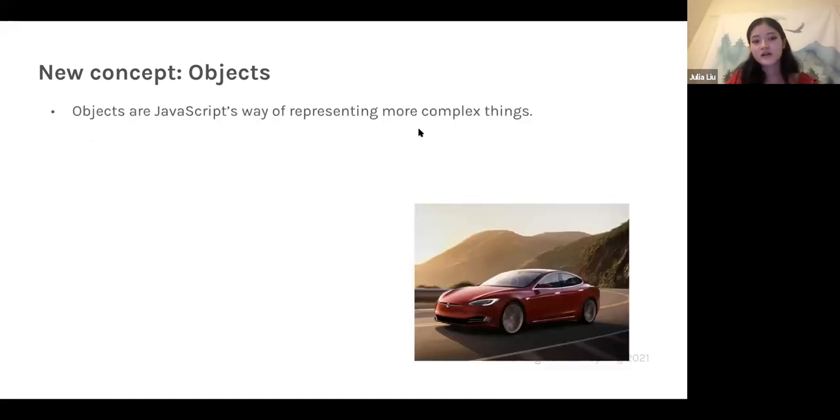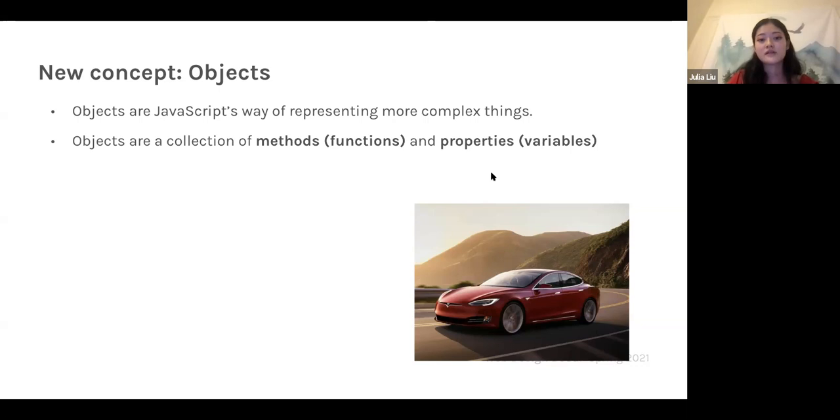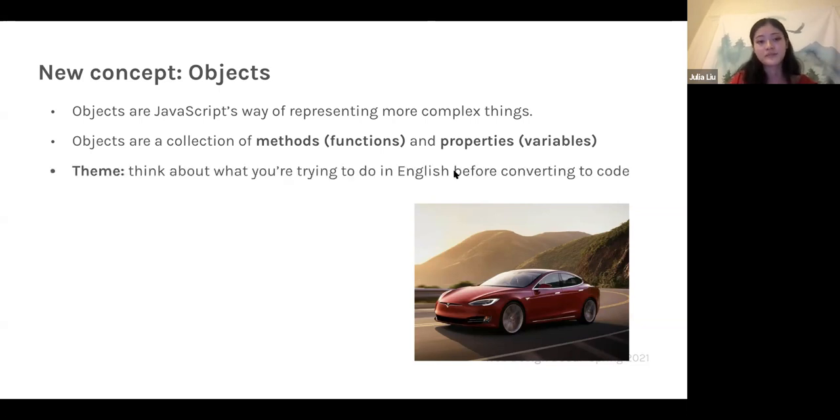Objects are, by definition, JavaScript's way of representing more complex things. They are a collection of methods, which are functions, and properties, which are variables. So for example, we have a car. What are the properties of a car?